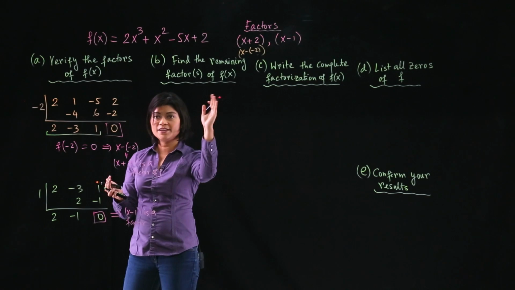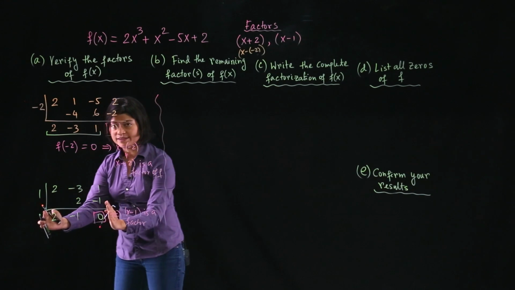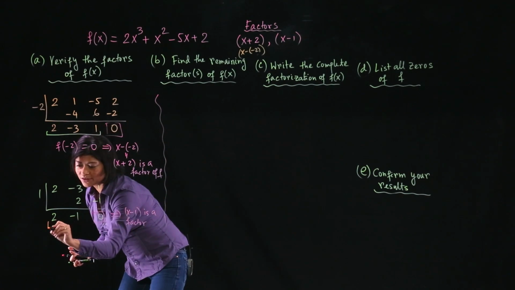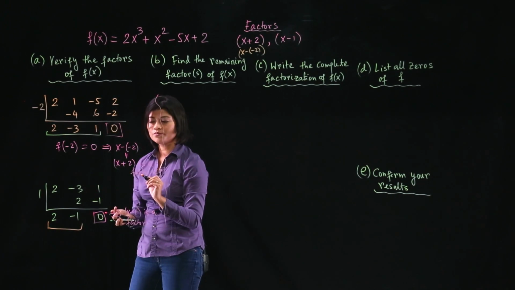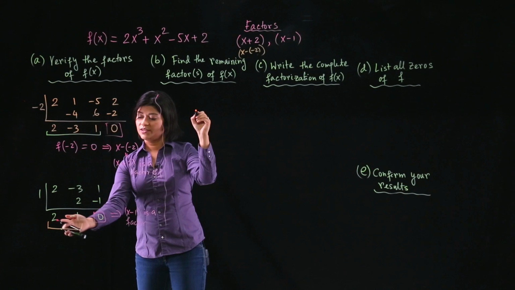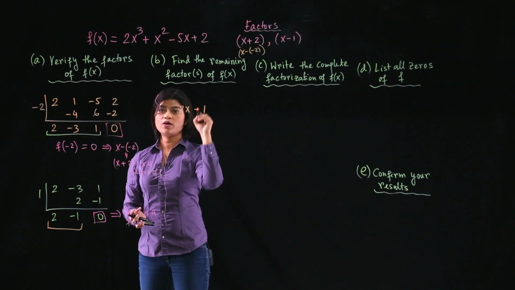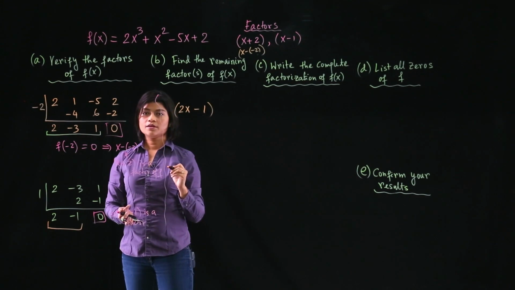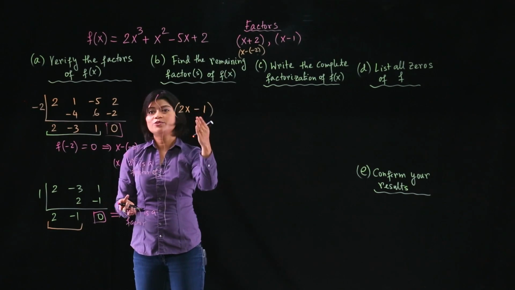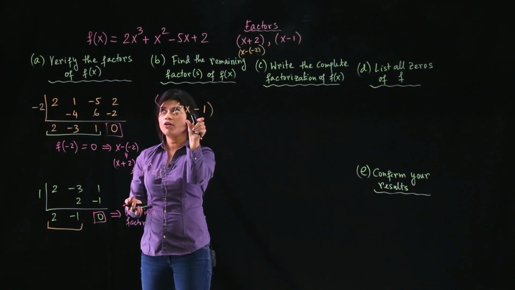Now we have to find the remaining factors of the function, and we can do that very easily from this final answer here. Note that these are the coefficients of the remaining factor. This is the constant term, this is the coefficient for x. So the remaining factor is 2x minus 1. This is already linear, x has a power of 1, so we don't have to factor it any further. It's already factored. So this is the last factor of this function f.